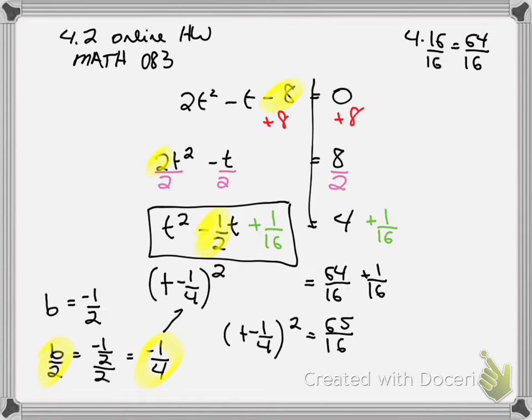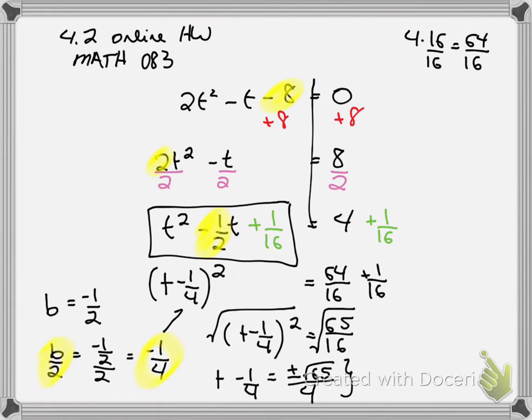65/16. Okay, now this is the part of the show where you have to take the square root of both sides. Remember, when you take the square root of a square, you have some ambiguity. You could have a plus solution or a minus solution. Okay, so the square root of 65 is some irrational number, but of course the square root of 16 is just 4, which is really nice for us.